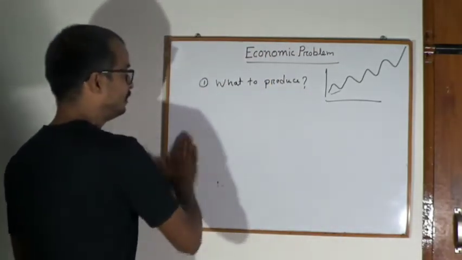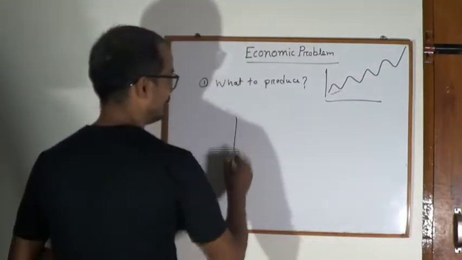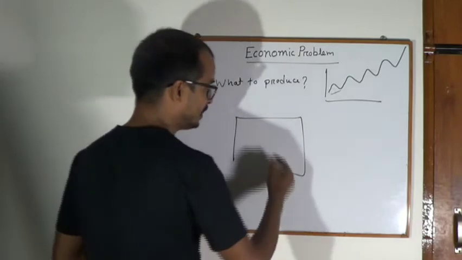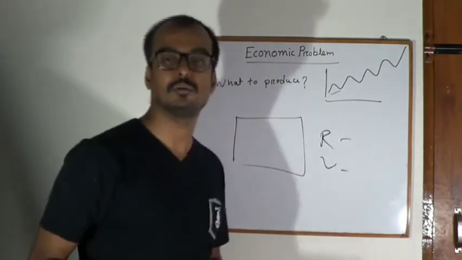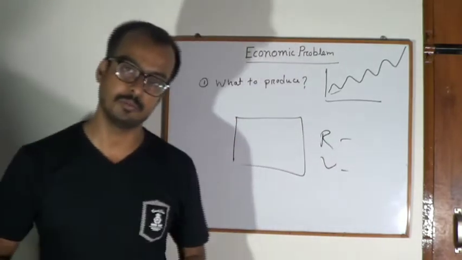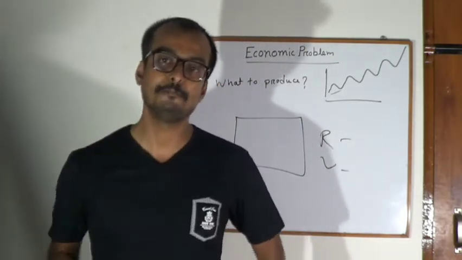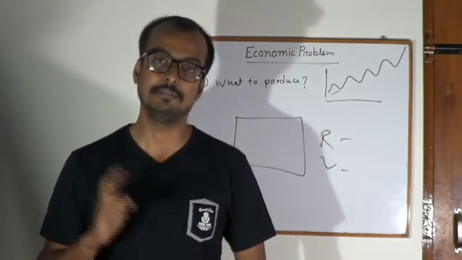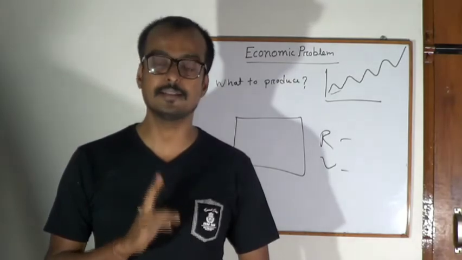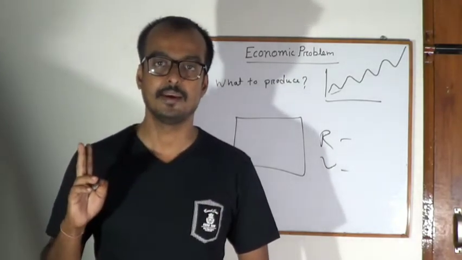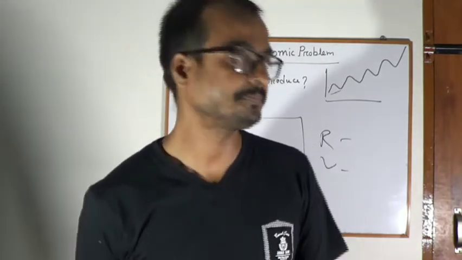So I told you what to produce, and I told you that you have a plot of land where you can produce rice or vegetable, and accordingly the market tells you what to produce. But there is another issue which you have to keep in mind. Just the answer to what to produce is not sufficient. How much to produce is also important. How? I am telling you.